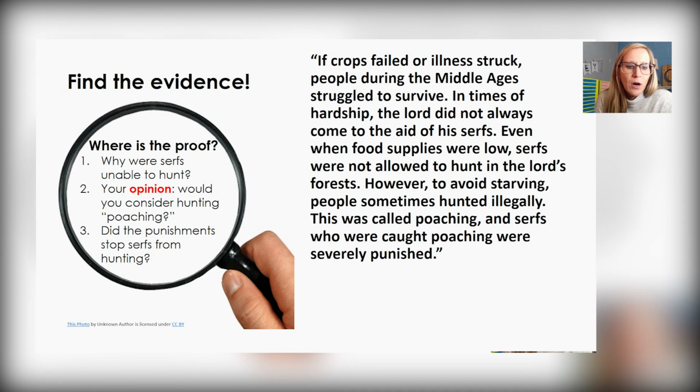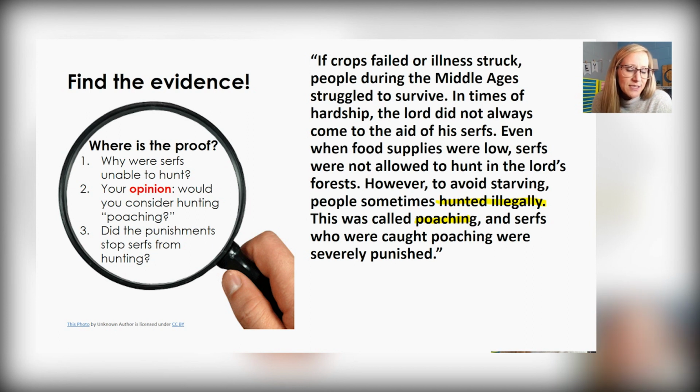So I want you to think about, why were serfs unable to hunt? Yes, that's right. The Lord considered this to be poaching when they hunted illegally, or in this case, without permission. In your opinion, would you consider the hunting that they did poaching? Think about that for a minute. I wouldn't either. I could not believe that they had to face such severe punishment if a serf hunted on the Lord's land. Especially if they were hungry, I would want them to have food.